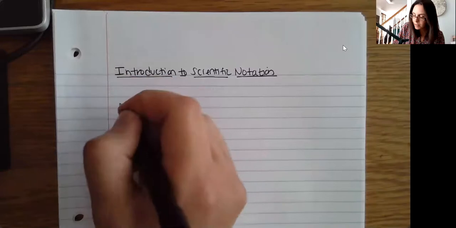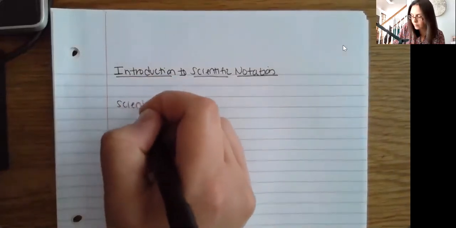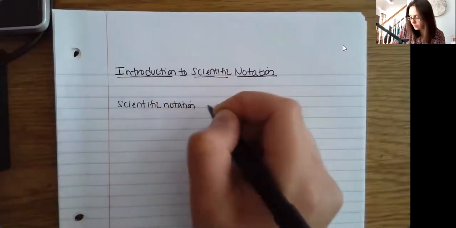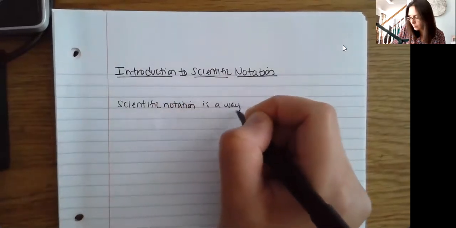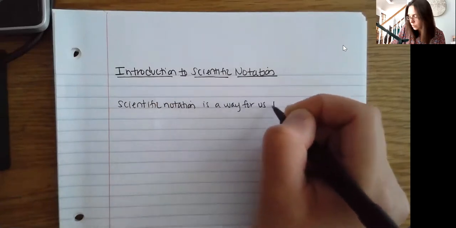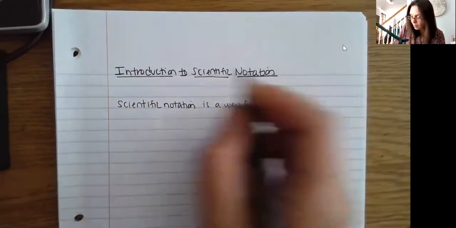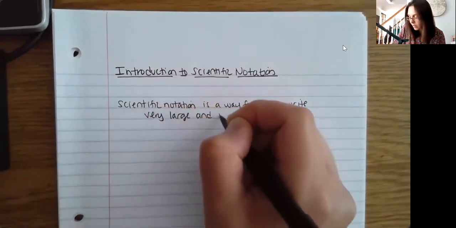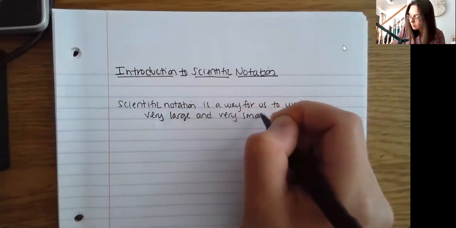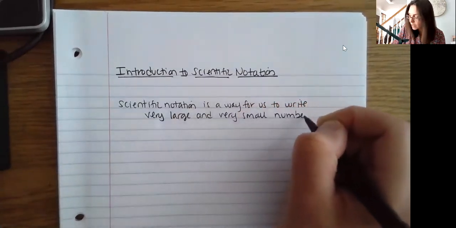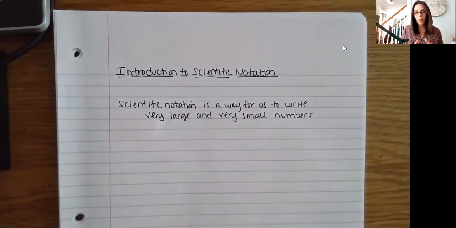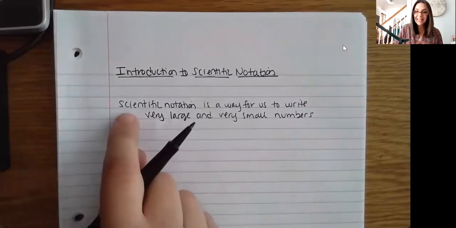So first of all, what is scientific notation? Basically, scientific notation is a way for us to write very large and very small numbers. That's really what it comes down to. It's a way for us to write numbers that are really large, numbers that are really small. Particularly, this is helpful mostly in the sciences.